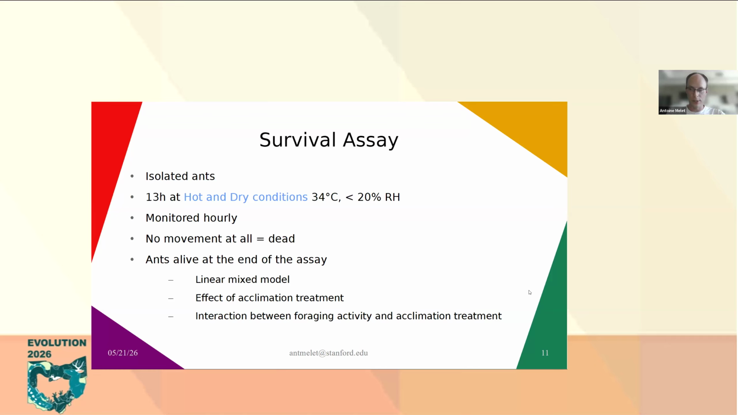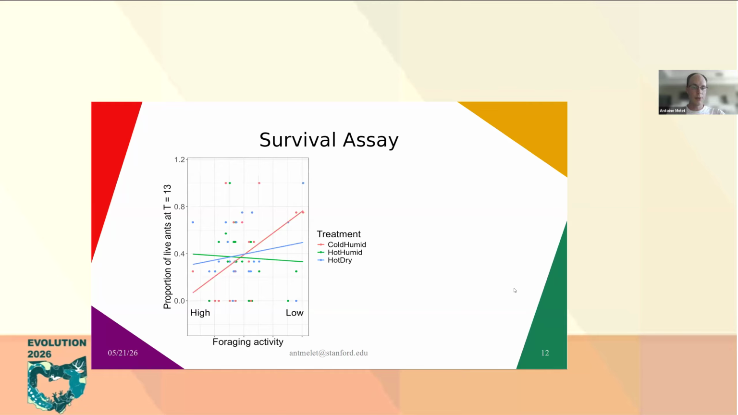And once again, we used the same factors of interest, acclimation treatment, and the interaction between foraging activity and acclimation treatment. Here is the visualization of the results. You see that there's more going on. The 3 acclimation treatments are not different, but quite clearly the slopes of different regressions are not the same, so it's no surprise that the interaction is significant.